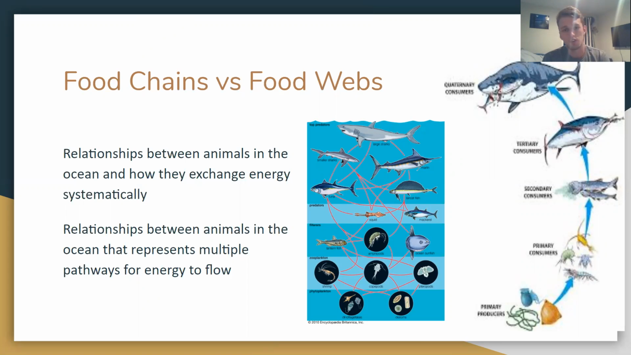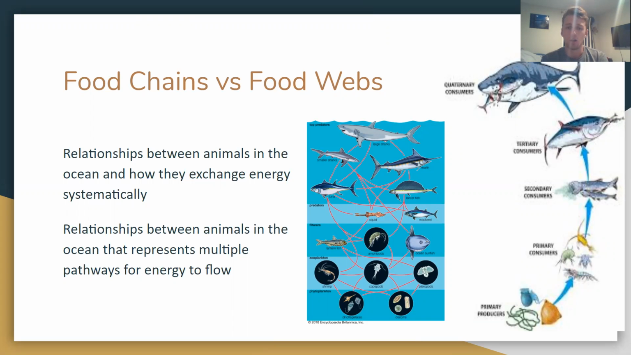So there's two definitions here. The first one, relationships between animals and the ocean and how they exchange energy systematically. So like I said, systematically linear is going to be that picture on the right. That's going to be the definition of a food chain. Keyword there, systematically. And then the bottom one, relationships between animals and the ocean that represent multiple pathways for energy to flow.